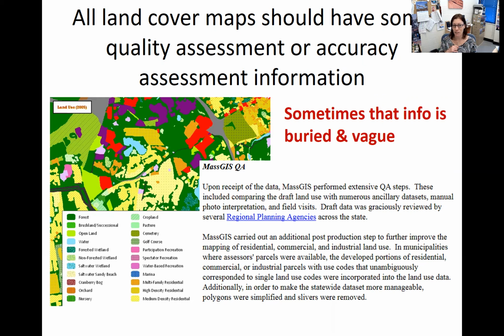Ideally, all land cover maps should have some form of accuracy assessment associated with them. But sometimes, for example with the Mass GIS land use land cover layer, that information is a little iffy in terms of understanding exactly what accuracy assessment has been performed. In this case, regional planning agencies reviewed it and we took extensive quality control steps. It doesn't necessarily tell us exactly how to interpret or understand the accuracy of this particular map.